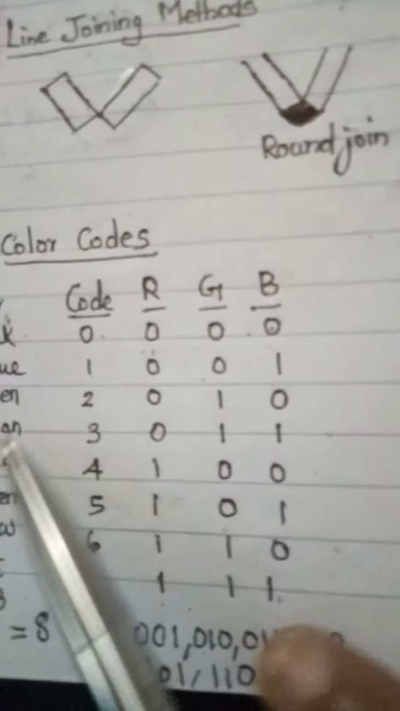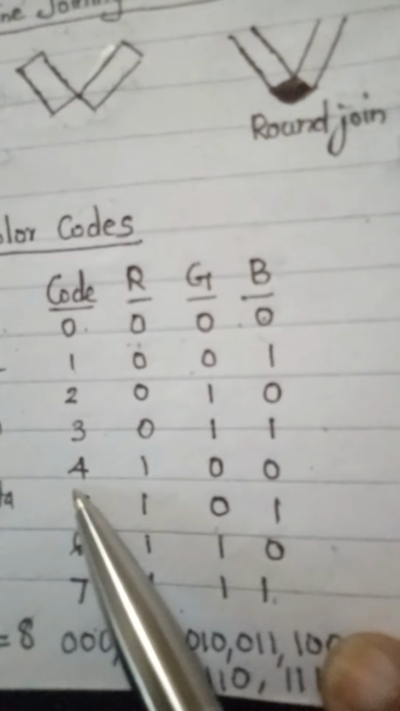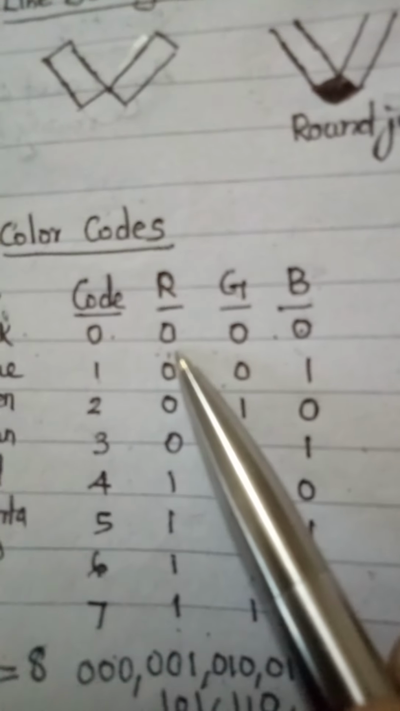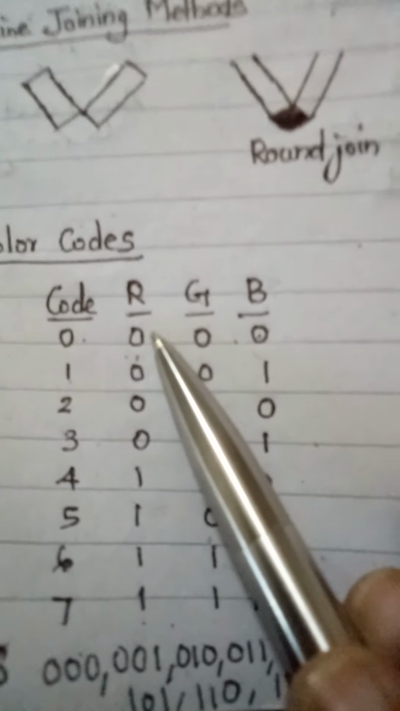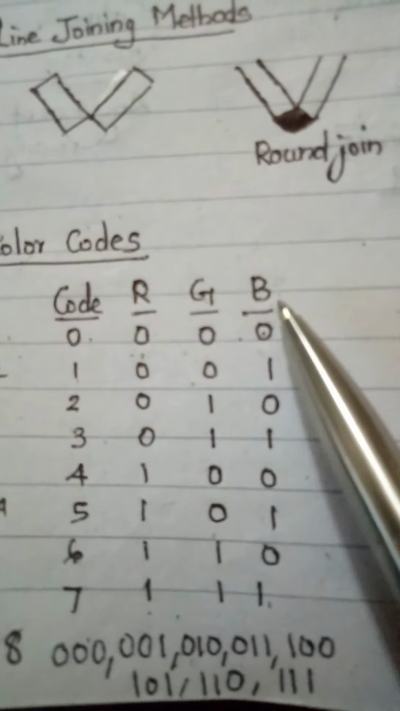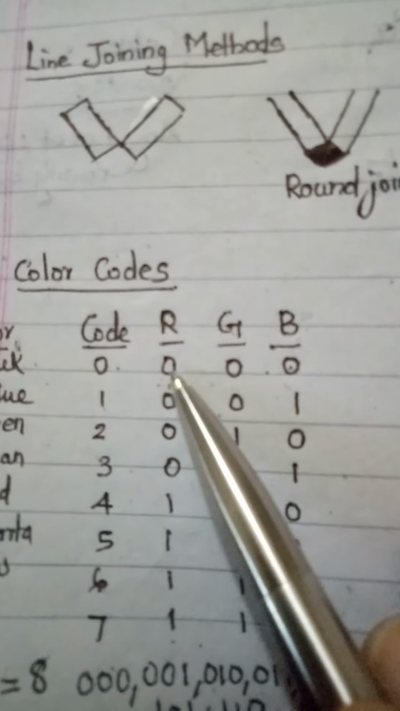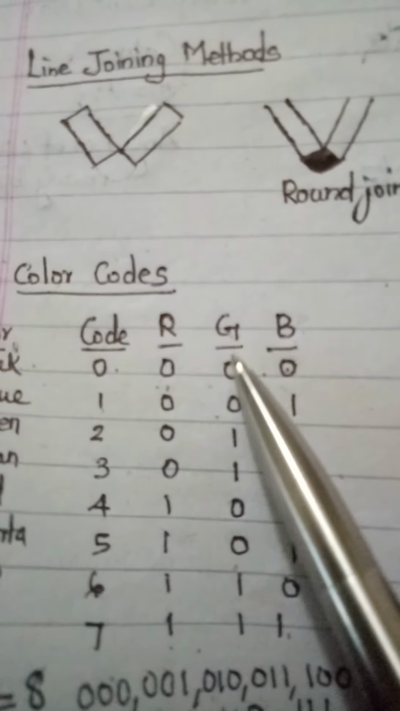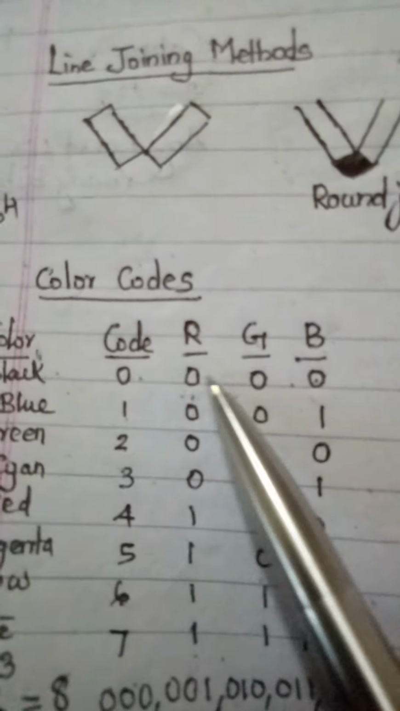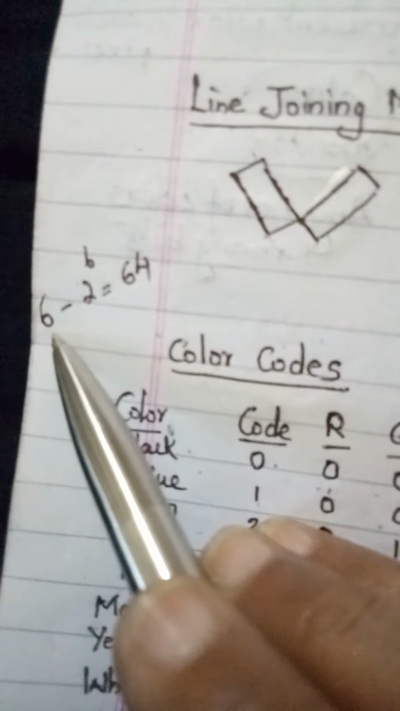Now using just 3 bits I can have only 8 colors. What if I want more colors? Simple, just increase the number of bits. How? Here I have used only 1 bit to represent red, 1 bit for green, 1 bit for blue. I can increase the number of bits. Let us have 2 bits for red color, 2 bits for green color and 2 bits for blue color. 2 plus 2 plus 2. Altogether I am having 6 bits now.